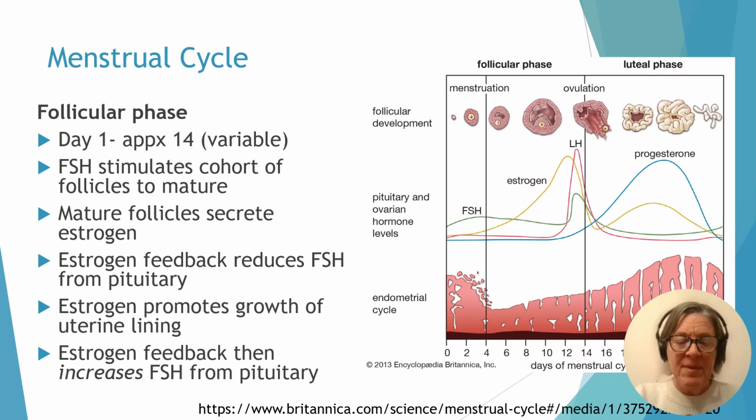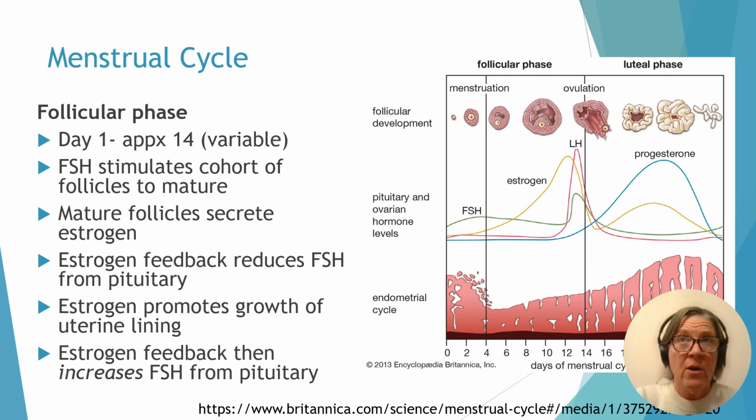So really basic menstrual cycle 101. So the first phase is the follicular phase. This is from day 1 to approximately day 14, but this has some variability. During this phase, at the beginning of it, you can see the green line, that's the FSH, has a small surge, and that stimulates a cohort of follicles to mature.